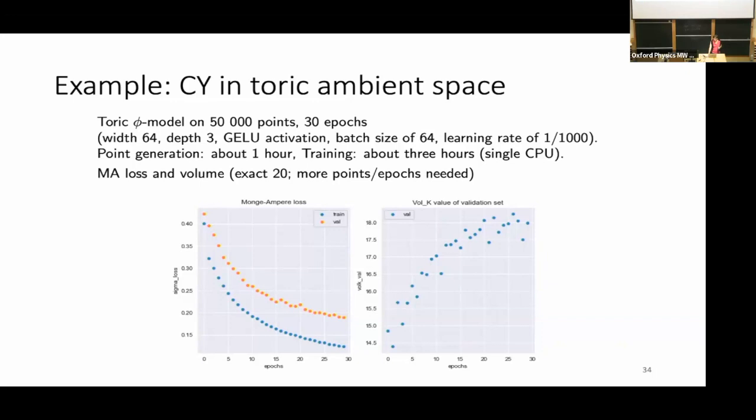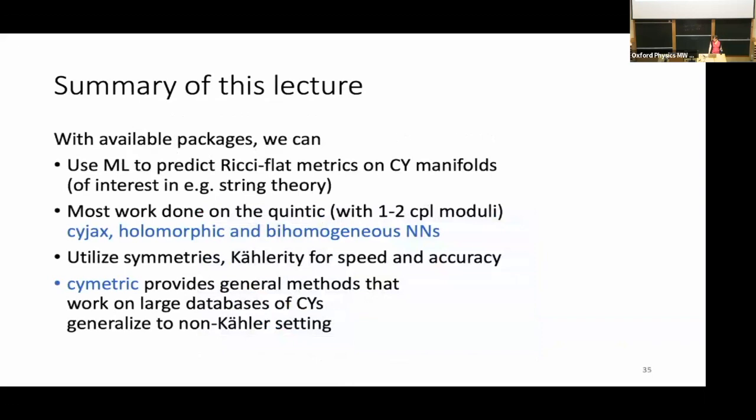Okay, so that brings me to the end. What I've said is that there are ways to use machine learning to predict Ricci flat metrics on Calabi-Yau manifolds. This is of interest, for example, in string theory, but perhaps for those of you in the audience who don't care too much about string theory, this can be of interest because you might use similar kinds of techniques for the problems that you care about.